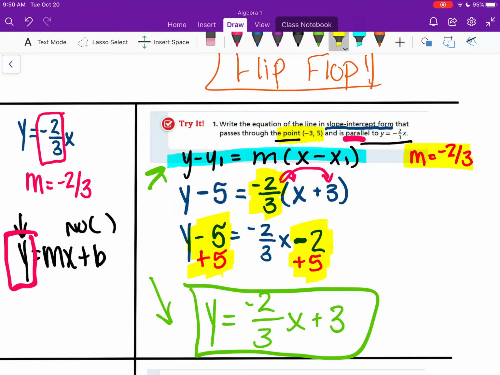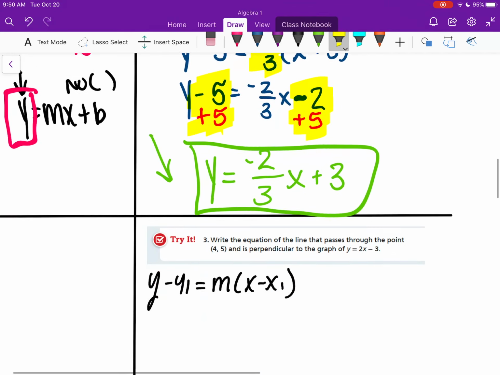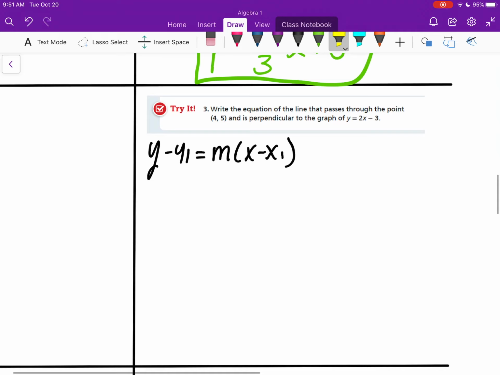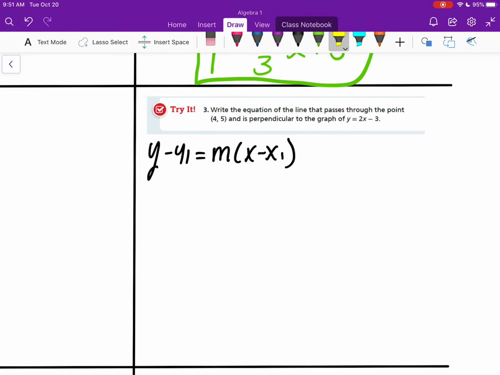If your problems ask for a specific format, use this example to help you get from point slope form to slope-intercept form. Let's do another example. Example 3, we're skipping 2, says write the equation of the line that passes through the point (4, 5) and is perpendicular to the graph of y equals 2x minus 3.